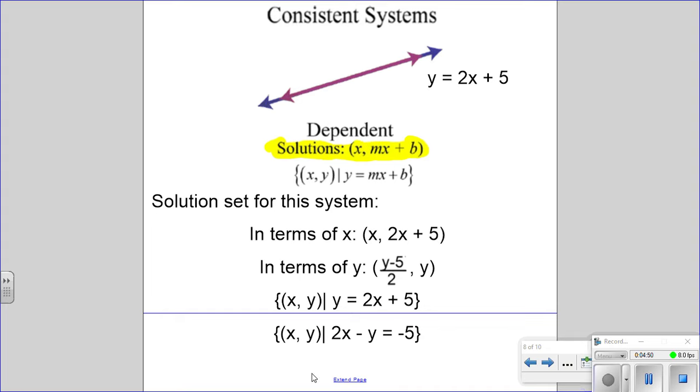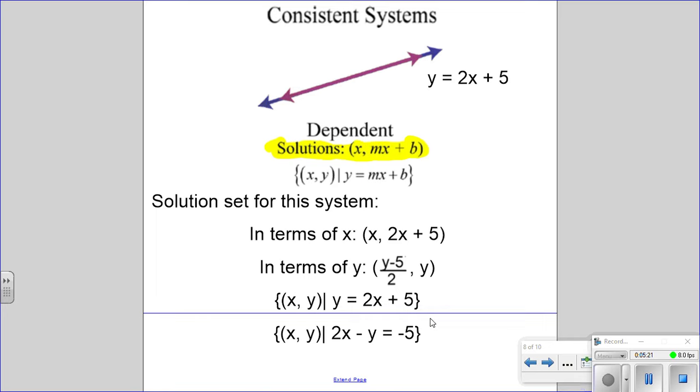For any x value, y is dependent on x. It's expressed as 2x plus 5. So you see where we're getting that dependent language from. In terms of y, if I had solved this equation, I would subtract 5 and divide by 2 everywhere. This is what my x coordinate would look like, y minus 5 over 2, for any y value in the system. Again, now x would be dependent on y if we had solved this equation up here for x.